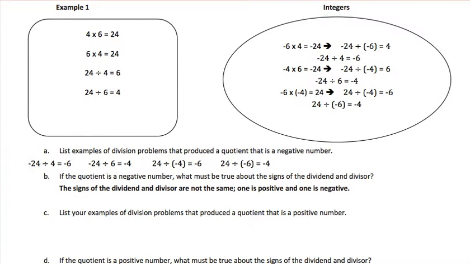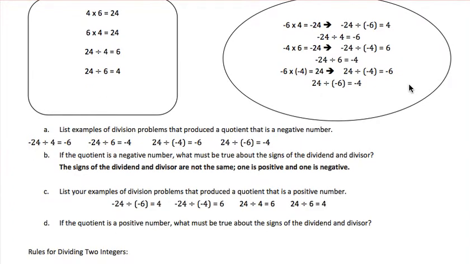Continuing on, in question C, we're asked to list our examples of the division problems that produced a quotient that is a positive number. And we found 2 math facts in the box on the left. 24 divided by 4 equals 6. 24 divided by 6 equals 4. And 2 division facts in the bubble on the right. Negative 24 divided by negative 6 equals 4, and negative 24 divided by negative 4 equals 6.